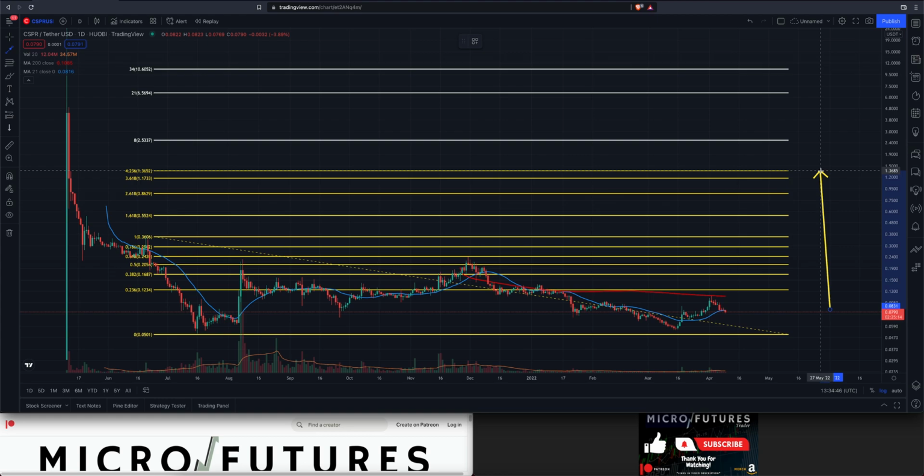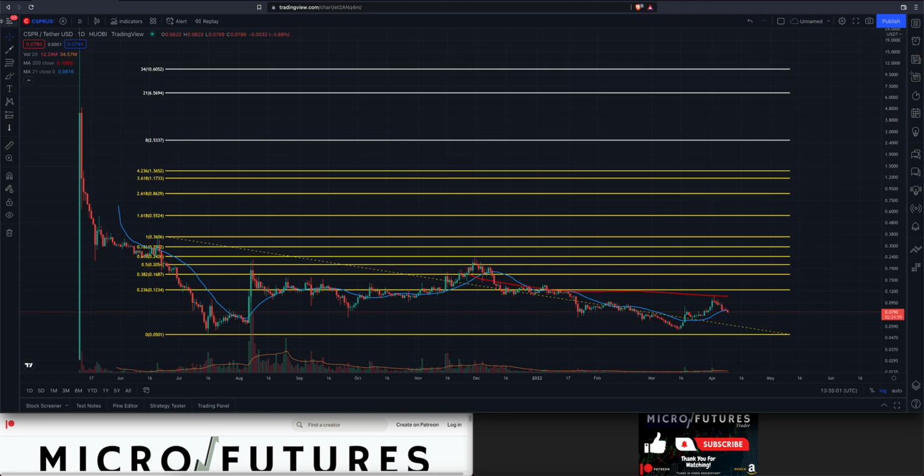And then moving higher from there, you have a $2.50, a $6.50, and a $10 Casper. Quite amazing if you are accumulating down here at these 5 to 7 cent range. All right, let's take another scenario here.